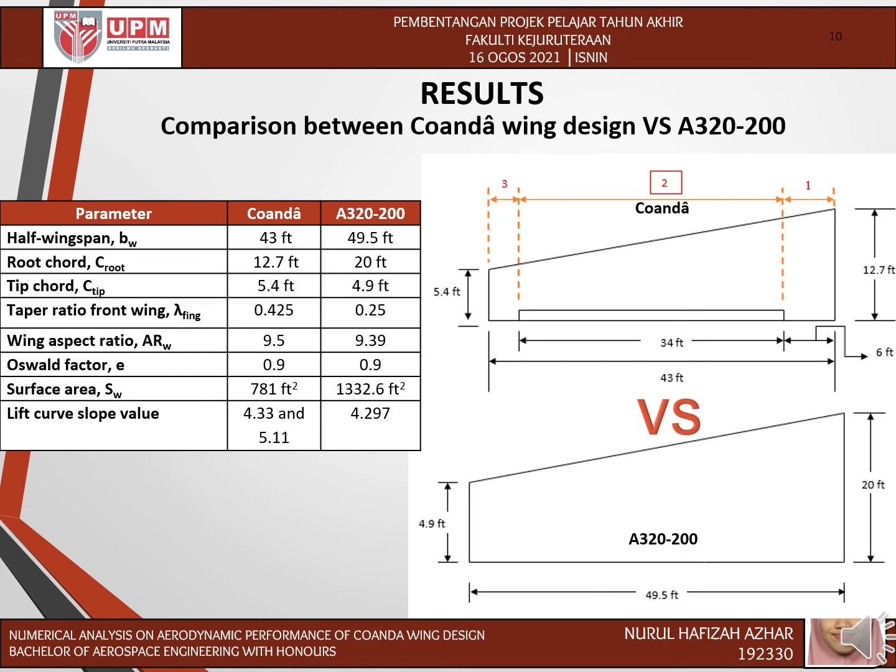This slide shows the outcome from the methodology. Here on the left hand side are the parameters used in the lifting line theory numerical method for both Coanda and Airbus A320-200. On the right hand side of this slide shows the difference between the Coanda wing design and the Airbus A320-200. As you can see in the Coanda wing, the wing is divided into three parts. The middle part of this wing, which is the second part, is where the Coanda effect will take place.